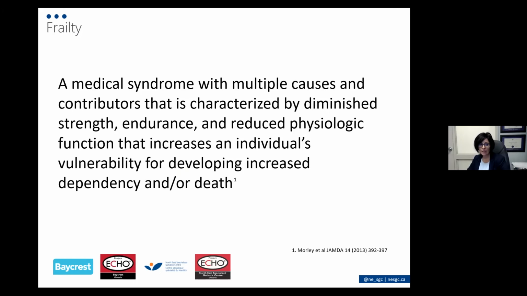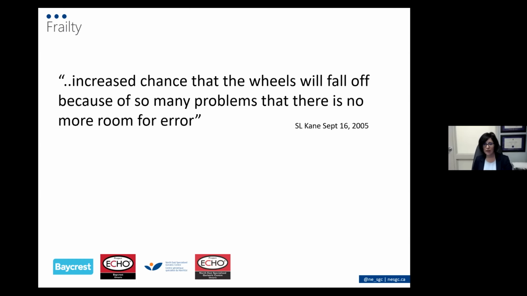And so there is a consensus. It used to be hard to get consensus, but there is a consensus statement about what frailty is. There's agreement that it's a syndrome rather than a diagnosis necessarily. So a syndrome is something with multiple causes or multiple risk factors or contributors that result in this syndrome. This syndrome is characterized by diminished strength, endurance, reduced physiological function, and really reduced physiological reserve. So it increases an individual's vulnerability for developing increased dependency or death. So that's a consensus statement for what frailty is.